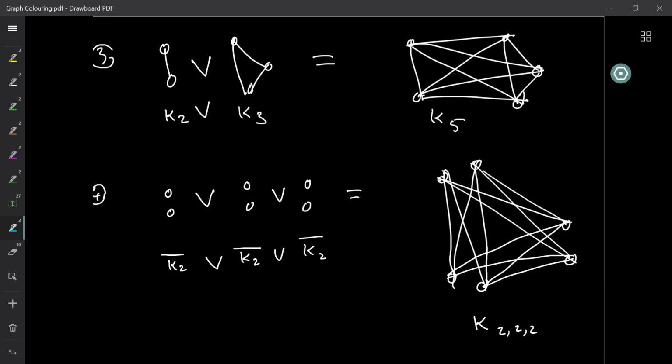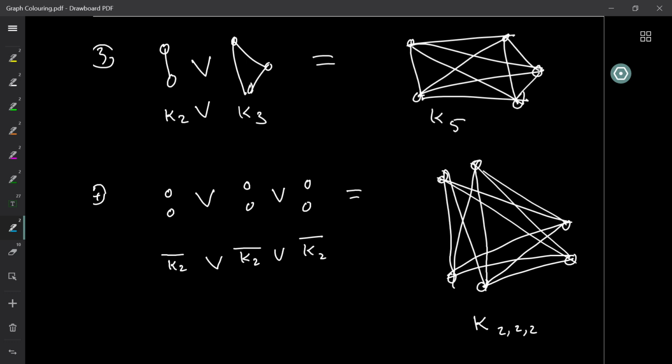Another couple of examples. You have the edge, which is K2, and its join with the complete graph K3 is the graph K5. If you take the join of two complete graphs, you will always get a complete graph as the result, on the sum of the numbers of vertices. So K2 and K3 give you K_{2+3}, which is K5, because all the edges are there within K2 and within K3, and we are adding all possible edges between them by doing the join.